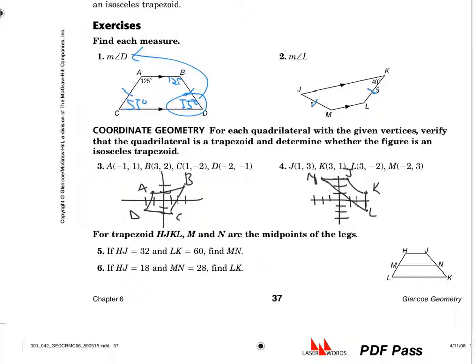All right, in the second one, we again know that since K is 40, J is also 40. And the other ones add up to 180, so 180 minus 40 gives us 140. That gives us the measure of angle L as 140. Okay.